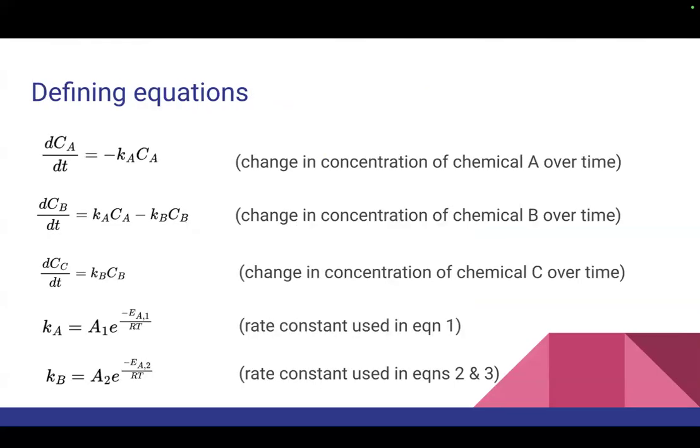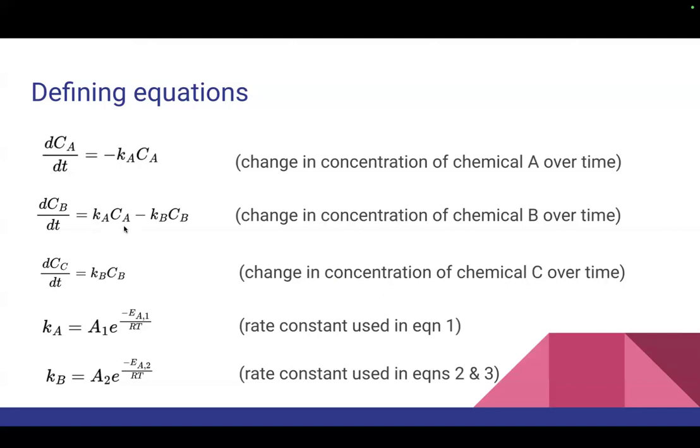The defining differential equations for this system are given here. This first one is the changing concentration of chemical A over time, in other words, dCA dt. And it is negative because chemical A is being depleted. It goes down over time. And the rate that it is depleted at is proportional to the rate constant Ka times the concentration of chemical A.